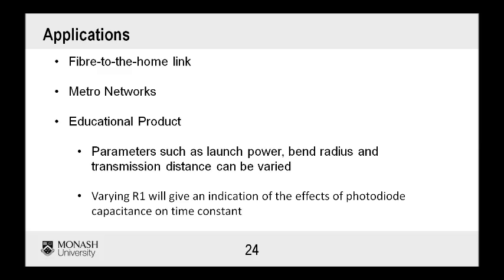Due to the working and portable nature of the device, there are several real-world applications. The transmitter and receiver units can be used as part of a fibre-to-the-home link due to its relatively low cost. It is also possible to use the link in metro areas due to its 40-kilometre capabilities.